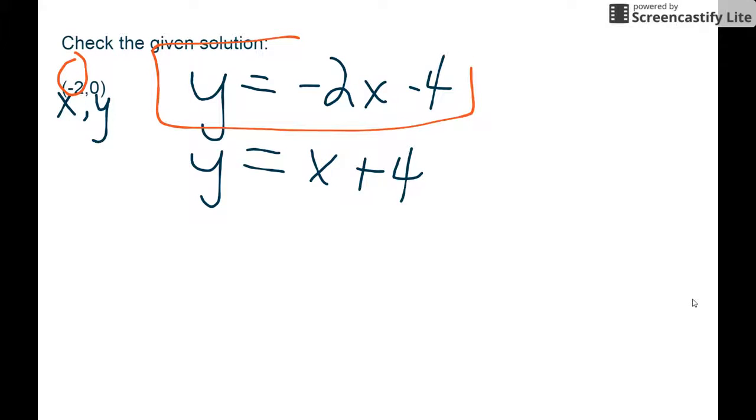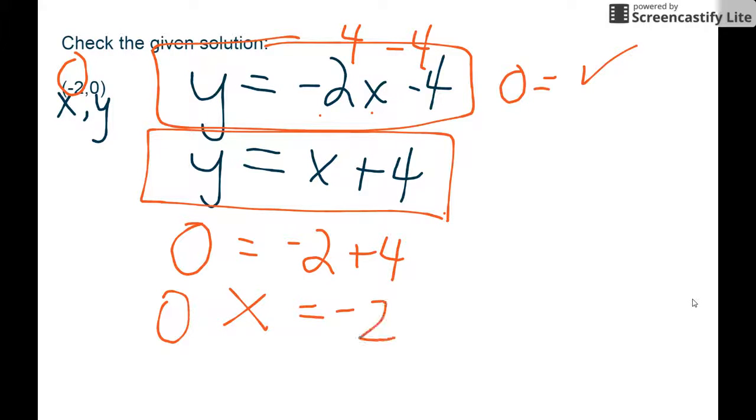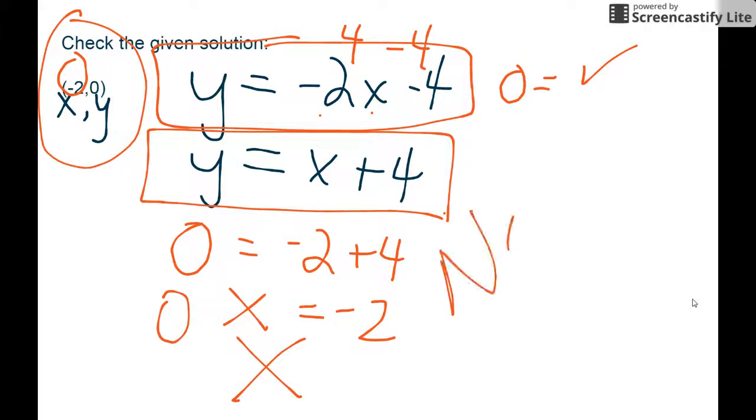So I'm going to do this top one first. So 0 equals negative 2 times negative 2, which is a positive 4. 4 minus 4 is 0. So it checks because it equals 0. Again, we got to go down here and do the exact same thing. So 0 equals negative 2 plus 4. No, it doesn't, because 0 over here and this equals 2. So this does not check. So again, this is not a solution because it has to match on both.